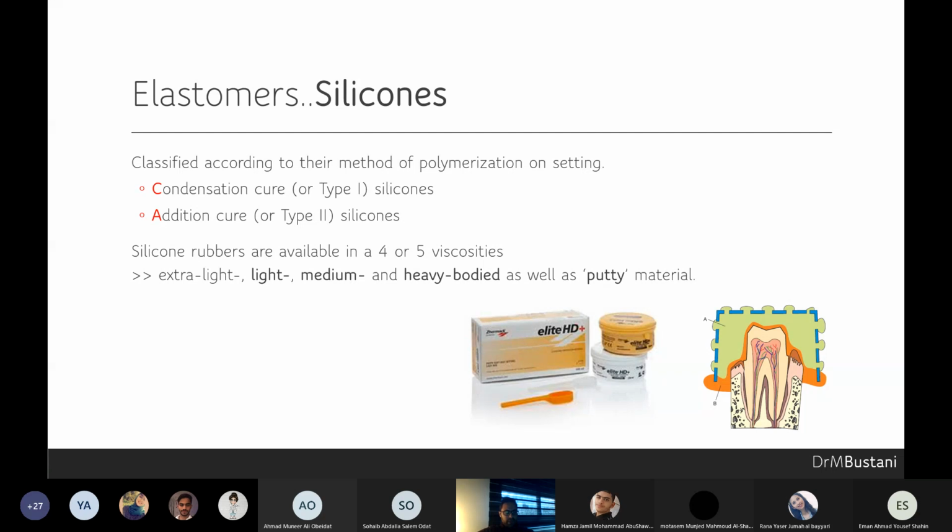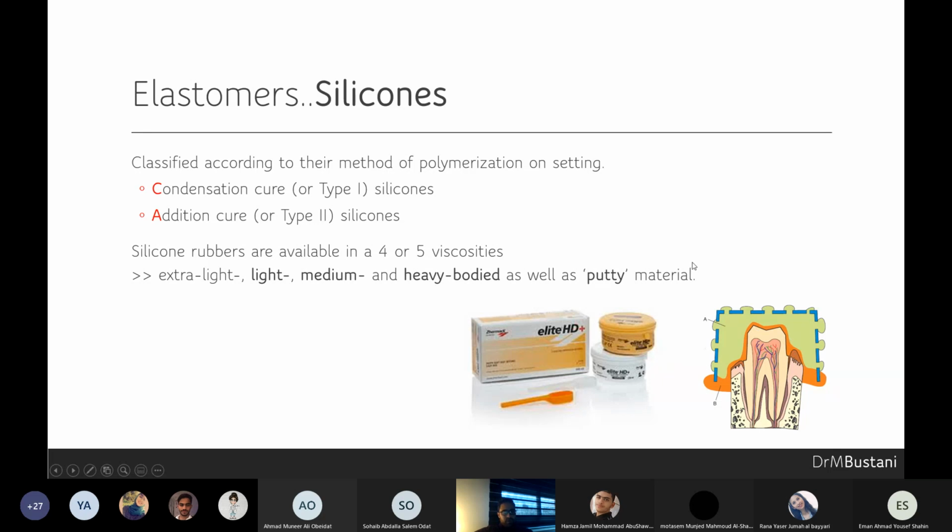It depends on the reaction. So with a condensation reaction, it's called C-silicone, and we'll have a byproduct. With an addition reaction, we won't have a byproduct. They come in different consistencies, as we have already said before. In this example, we have two materials. The green material is the heavy or putty material, and then we have another lighter material, which is orange in here.